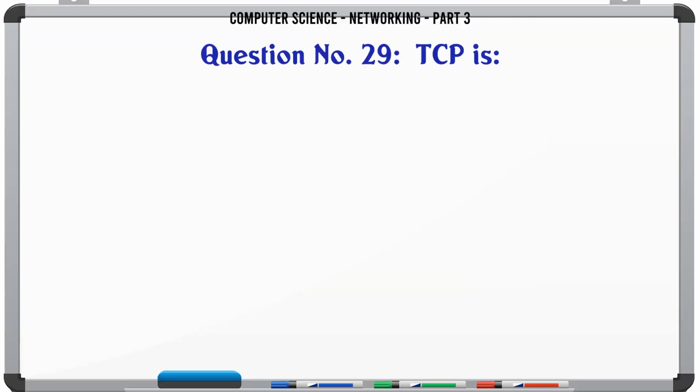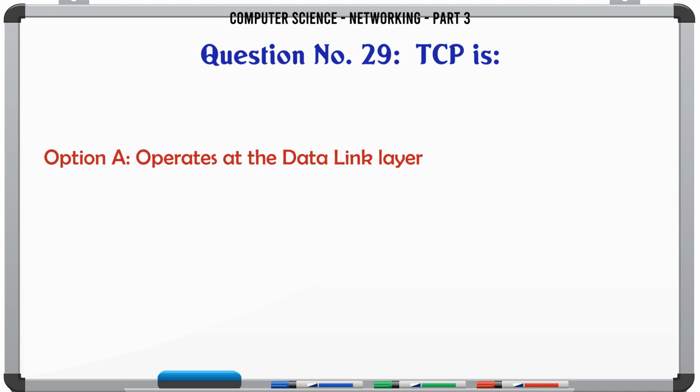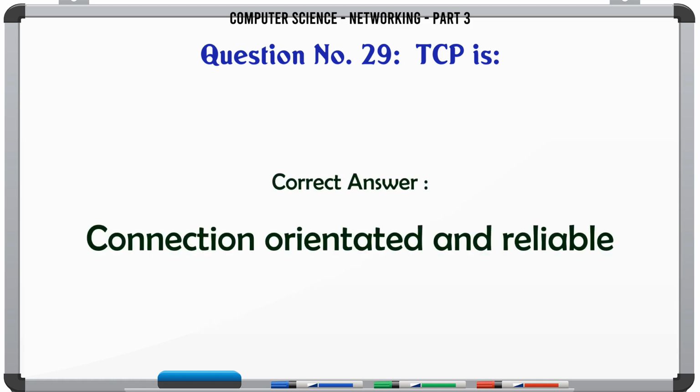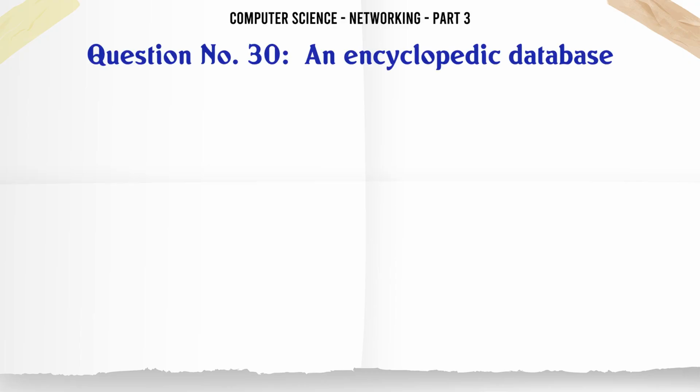TCP is A, operates at the data link layer. B, connection-oriented and unreliable. C, connection-oriented and reliable. D, connectionless and unreliable. The correct answer is connection-oriented and reliable.